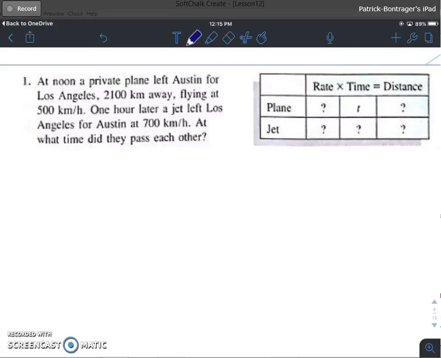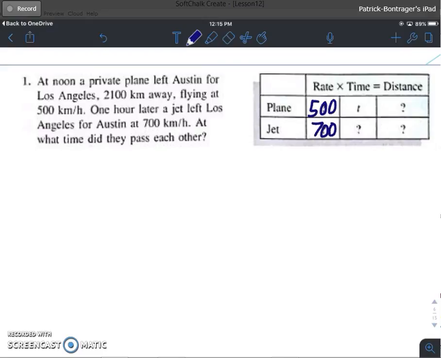So we're going to start with our rate. Our rate just is our speed, okay? So we're going to put that in. The plane is flying at 500, and the jet's flying at 700. Now, time. I like to think about time as the time you did work.